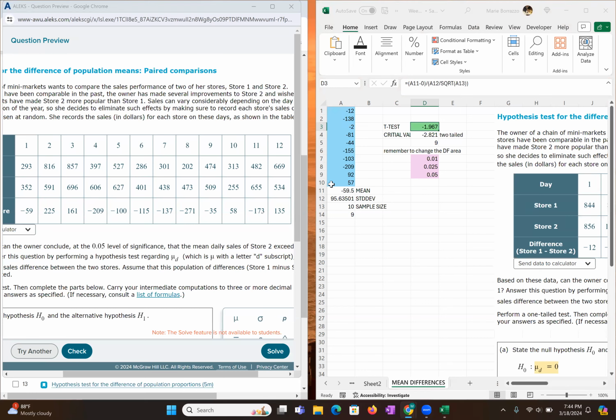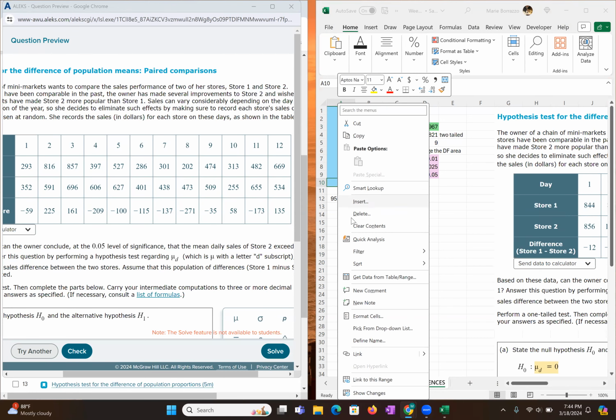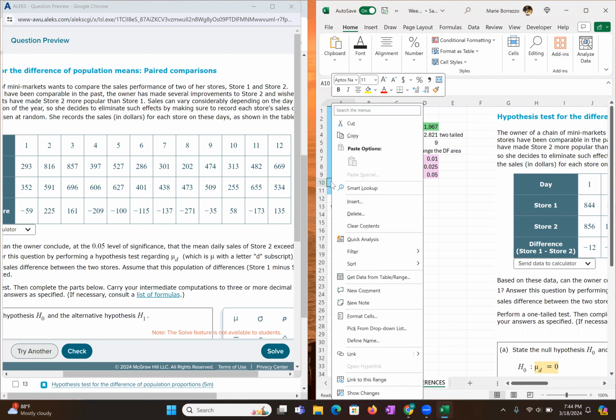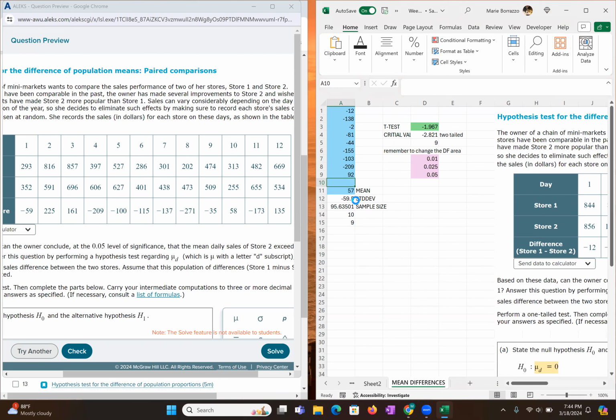Let me see if I can insert. Shift, go down, and shift, insert, let's go roll down. So I'm tired. Okay, so this is so that these include 12 values.